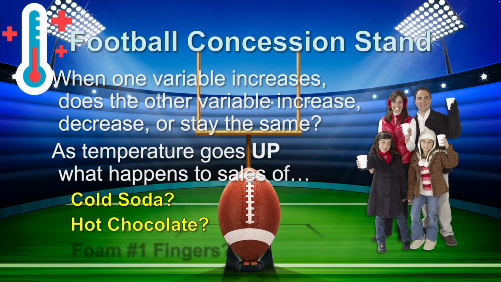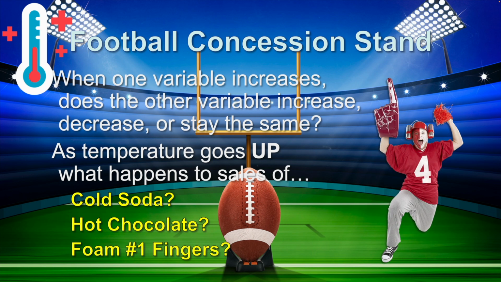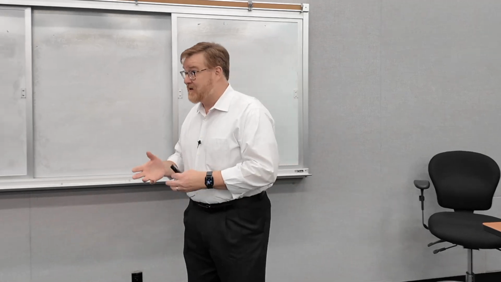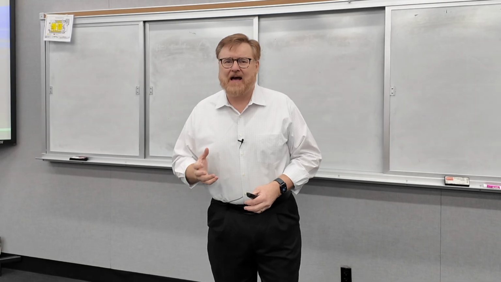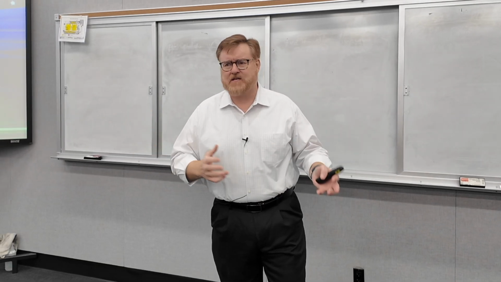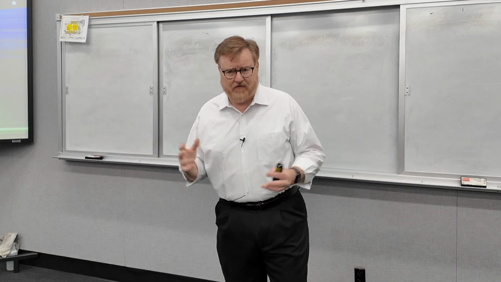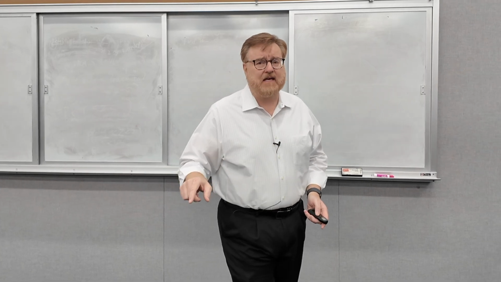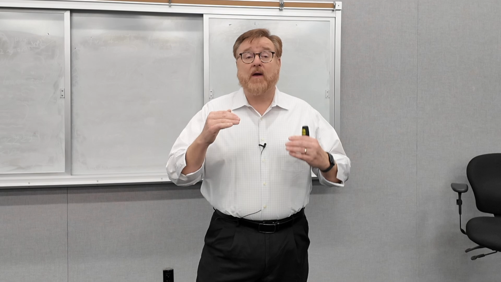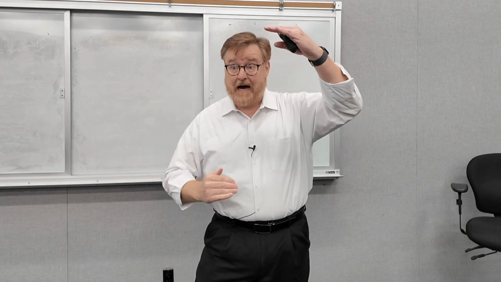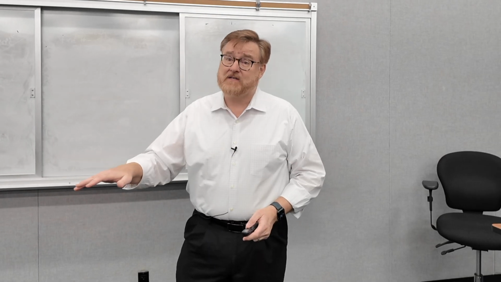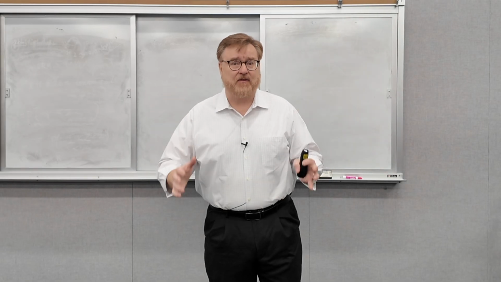What about the sales of those big foam #1 fingers that we also sell at the concession stand? What's going to happen to those sales? Well, probably temperature is not going to tell us very much about the sales of foam #1 fingers. That'll have more to do maybe with whether the team is winning or not, or maybe some other variable at play. Temperature won't tell us much about those sales. So what we see is three different possibilities. We could have variables moving together, we have variables moving opposite of each other, or we could have no relationship where information about one variable doesn't tell us really anything about the other variable.